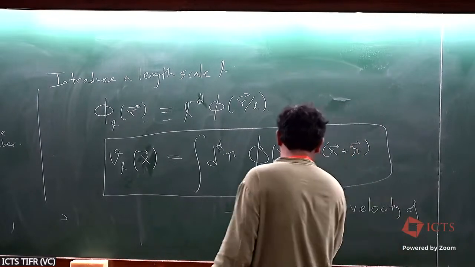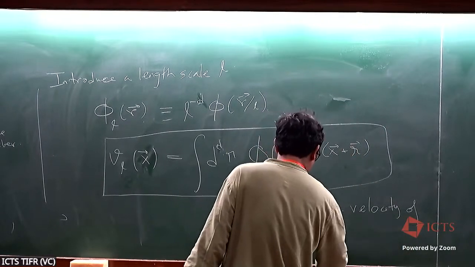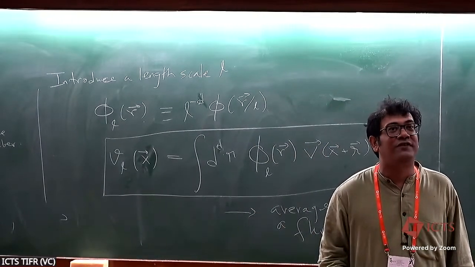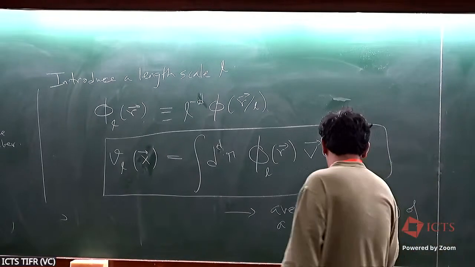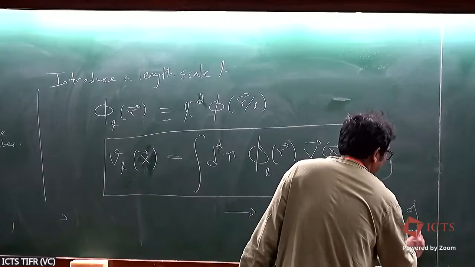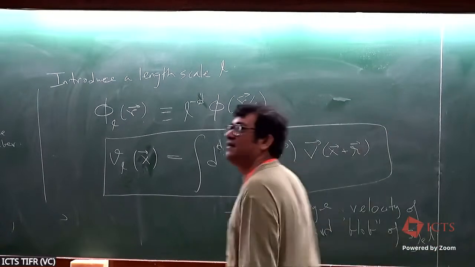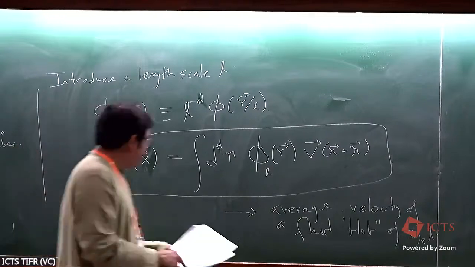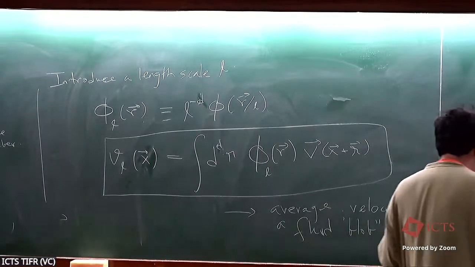So in some sense, this will give me my average velocity of a fluid eddy of size L, but I'll use another favorite word for fluid dynamicists, a fluid blob of size L. You can think about it as those little things that I was drawing when I was doing the cascade picture. So this will give me the corresponding velocity scale. So this, of course, is going to be a low pass filter.